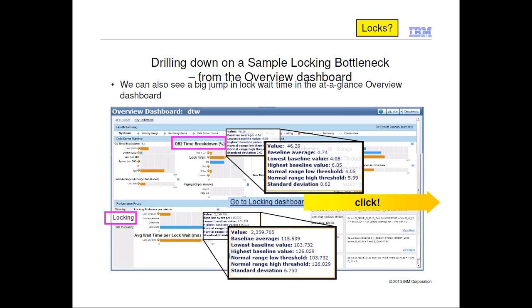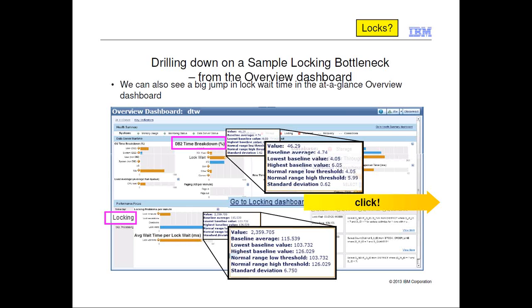So on the overview dashboard, we look at the time. There's a section called the Db2 time breakdown percentages, and again we compare the times between the baseline time and the current time, and we observe that the baseline average was 4.74% in terms of lock wait, whereas in the current time slice that we have selected, it's about 46%, which is extremely high, which means there have been more locks that have occurred in this particular time slot.